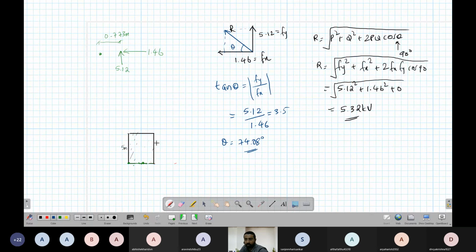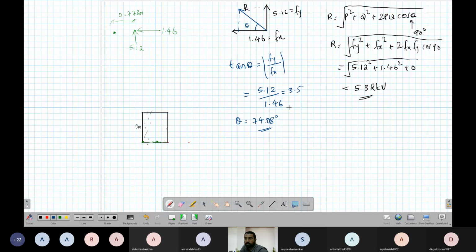Okay, so we have to draw it. It's 5.32 kilometer. So what is the distance? First we have to mark the distance. So this is the point. It's 0.773. Okay, what is the angle? So there's a force in this direction. The magnitude of force is 5.32, and it is making an angle theta, let's say alpha, okay, here I use theta, equal to 74.08.